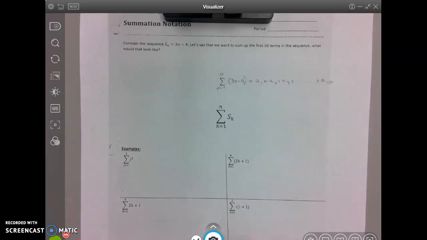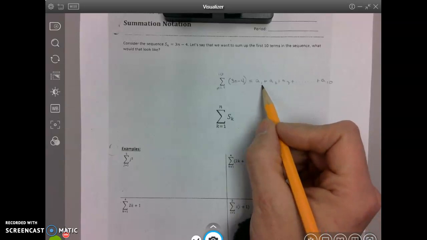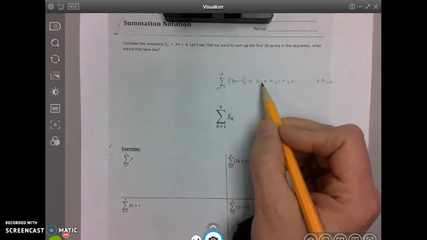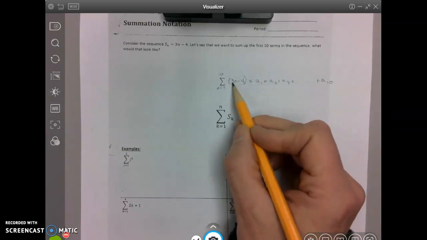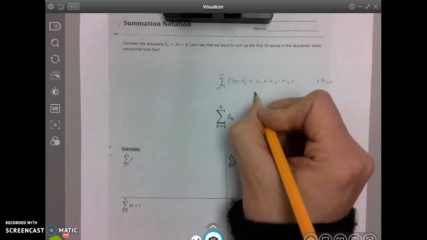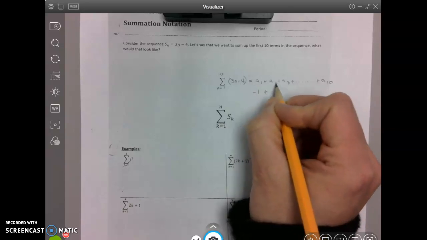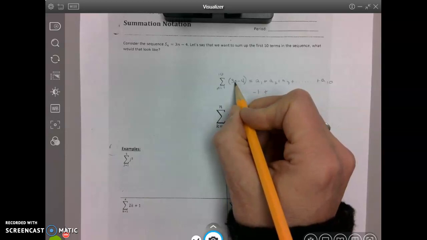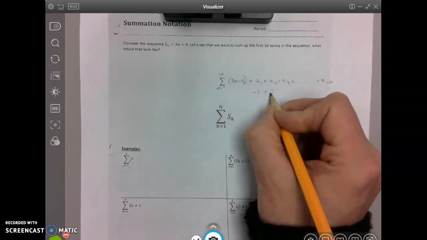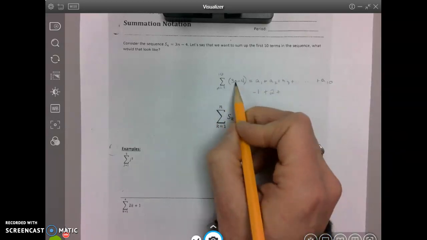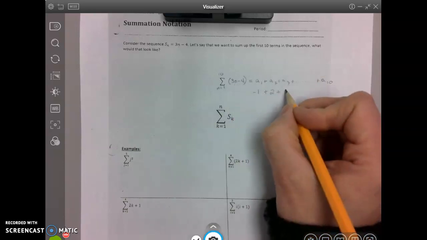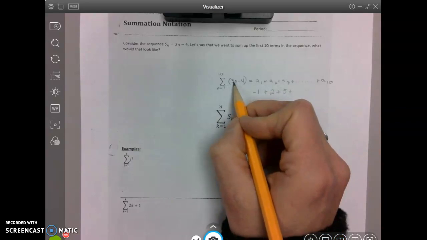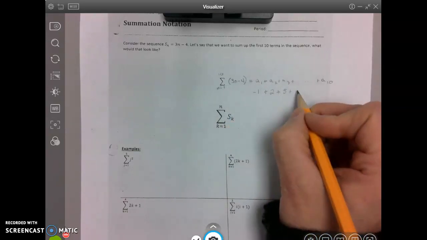So what we would do is we would first find a sub 1. So you put a 1 in here. 3 times 1 is 3. 3 minus 4 is negative 1. A sub 2, put a 2 in. 3 times 2 is 6. 6 minus 4 is 2. Put a 3 in. 9 minus 4 is 5. Put a 4 in. We get 12 minus 4 is 8.